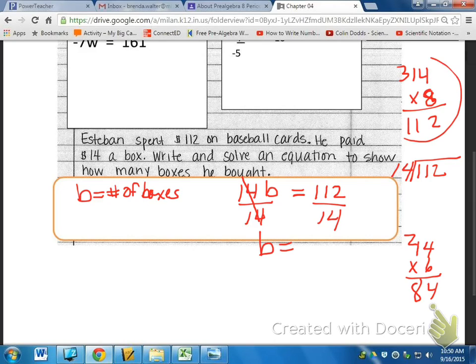Okay, so you kind of estimate and take 14 times some things until we get there. And I think we found that 14 times 8 is 112. So therefore, when we divide 112 by 14, we get 8. And how would we label that? He bought 8 what, Braden? He bought 8 boxes. So when you're doing a story problem, make sure that you label in your final answer. So he bought 8 boxes.